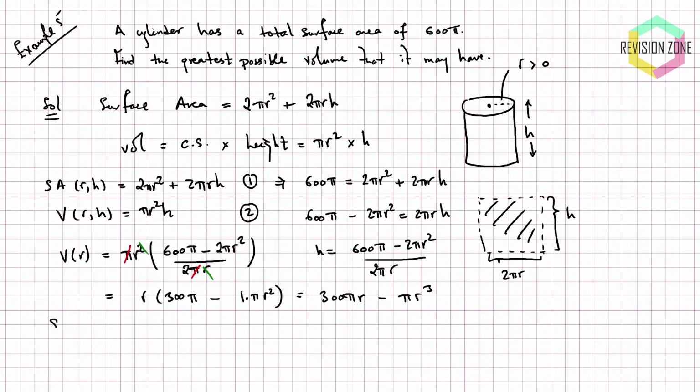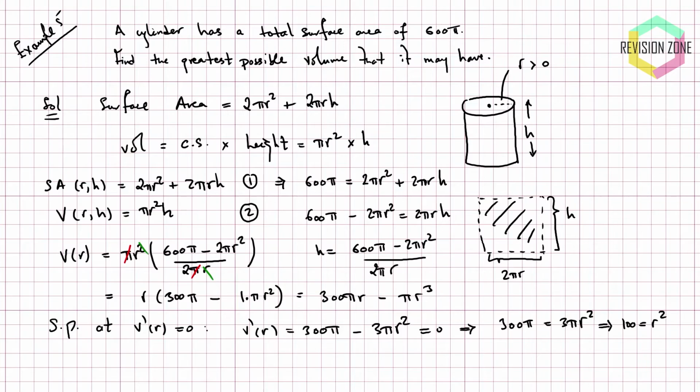And we've managed to get a function which is just a function of r. So we've got to work out the stationary point, but the stationary point is going to be at V prime of r equals 0. Okay, well, what's V prime of r? We know that V prime of r is going to be 300 pi take away 3 pi r squared. And when we set that equal to 0, that tells me my 300 pi has to be equal to 3 pi r squared, which tells me 100 has to be equal to r squared, which indeed tells me, because we want r to be positive, we take a square root and we get r equals 10.